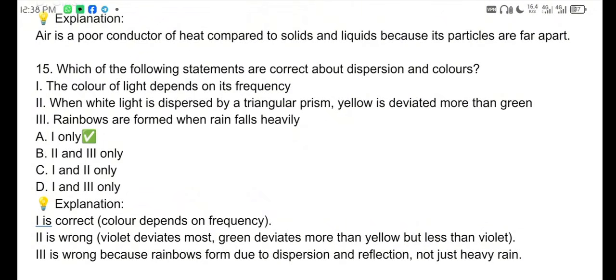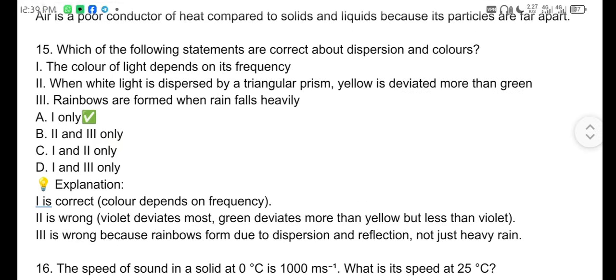So now yellow comes before green in that order, which means it will be increasing from yellow to green. Here it says yellow is deviated more than green, which will not be true, because it's increasing from yellow to green. So definitely green will have a greater deviation than yellow. So the explanation here says violet deviates most of all. Green deviates more than yellow but less than violet. So if they ask you the color with the greatest angle of deviation, it is violet.